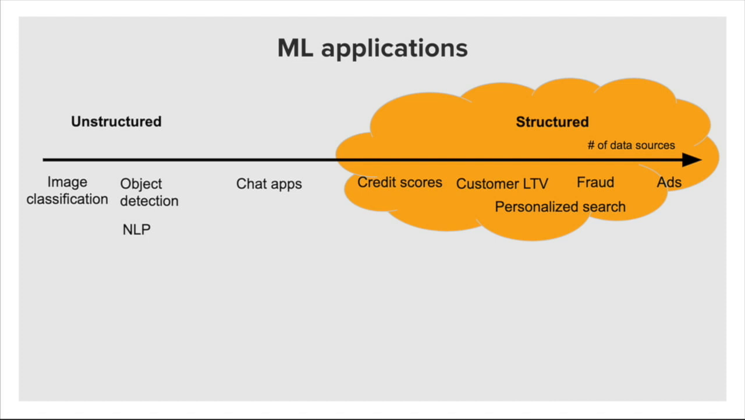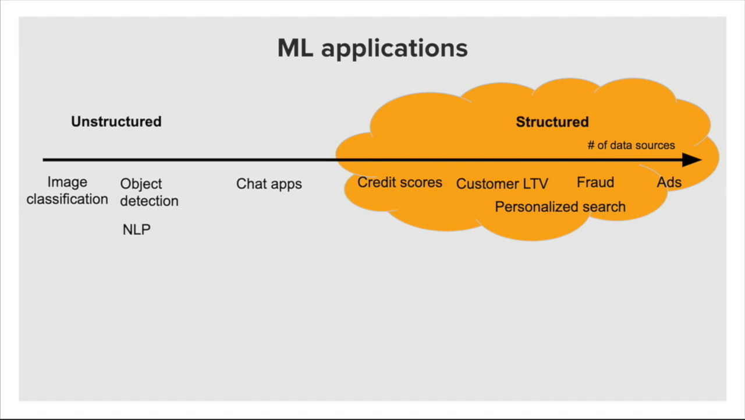So machine learning workflows span a pretty broad range. And one way that we can kind of start to differentiate them is by the number of data sources involved for their prediction. So on the left side, we have very unstructured use cases that have basically one or very few data sources. So let's take image classification, right? In this case, you basically have an image and you're trying to classify it. There's very few other data sources that you're going to join in to make this prediction.